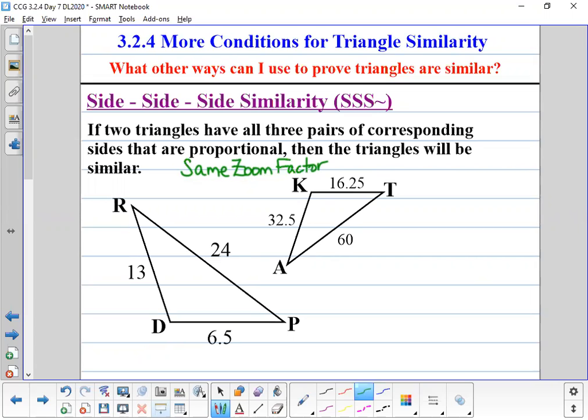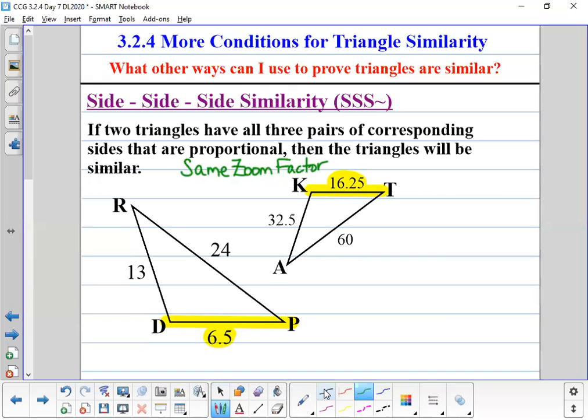Okay, so you know me, I like color coding stuff so I can keep it straight visually. So I'm going to highlight the corresponding sides in the two triangles. Starting with triangle RDP, I'm going to start with the smallest side. My smallest side here is DP, and it has a length of 6.5. So I look at my other triangle and I find the smallest side length, which is going to be KT, and it has a side length of 16.25.